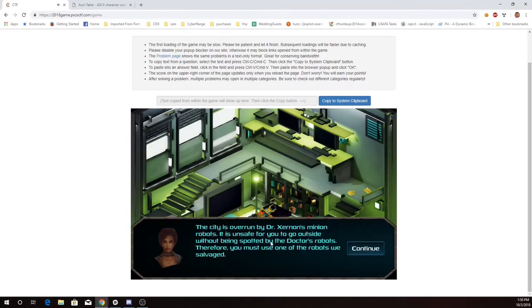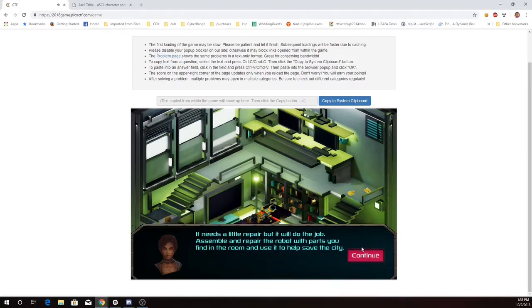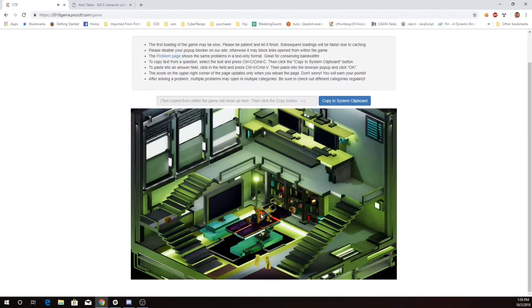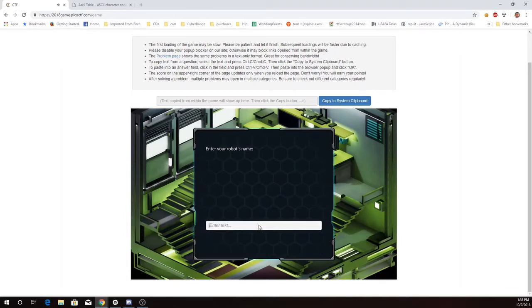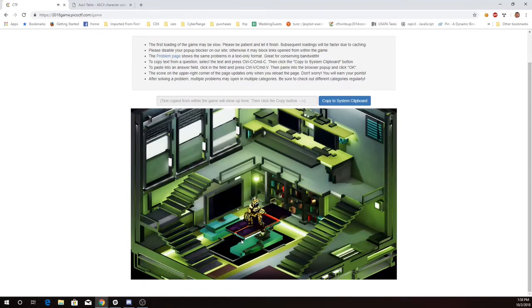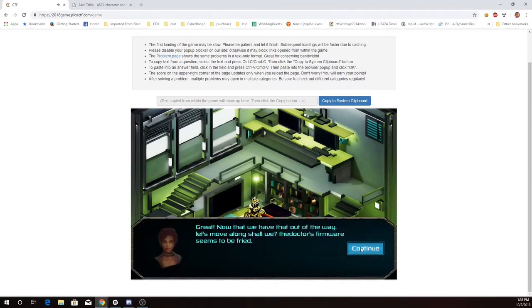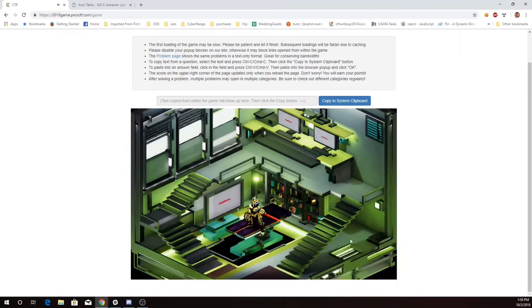The city has been overrun by robots, and I must use a salvaged robot. There are parts. I'm going to put my robot together. Give it a name. The firmware is fried.